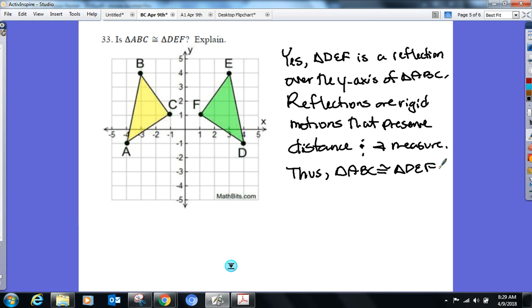Quick last point here, unless anybody else has other questions. When you dilate, obviously distance isn't preserved, but what is? Angle measure. Corresponding angles do not change size when you dilate. Only the side measures do.